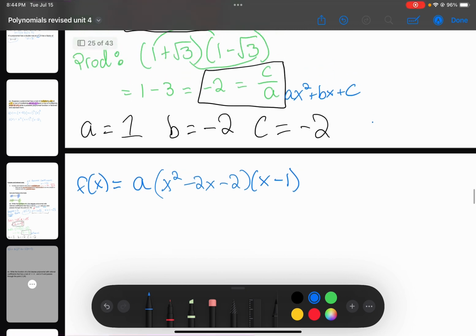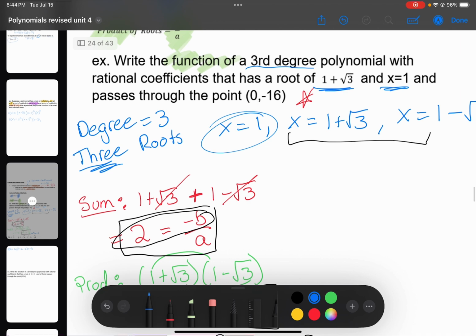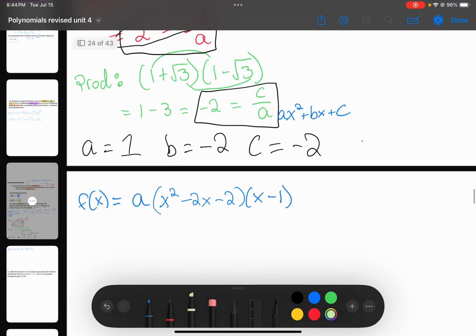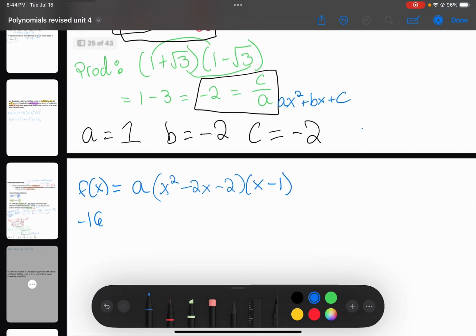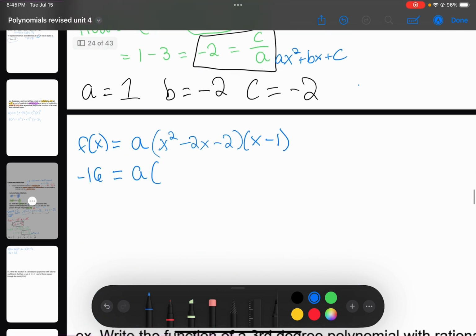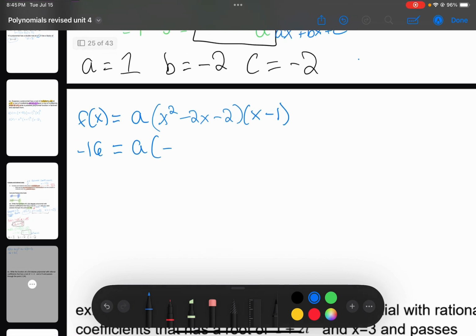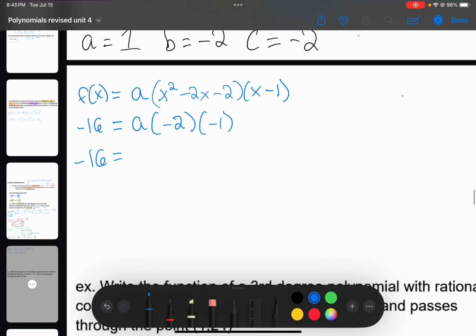So here's our equation. The only thing that's missing is that a value, and we are going to use the fact that it also passes through the point (0, -16). So I'm going to plug in -16 for y, and I'm going to plug in 0 for x. Okay, so this is going to leave us with -2 times -1 here. So this is going to become -16 equals 2a, dividing by 2, we get -8 equals a.